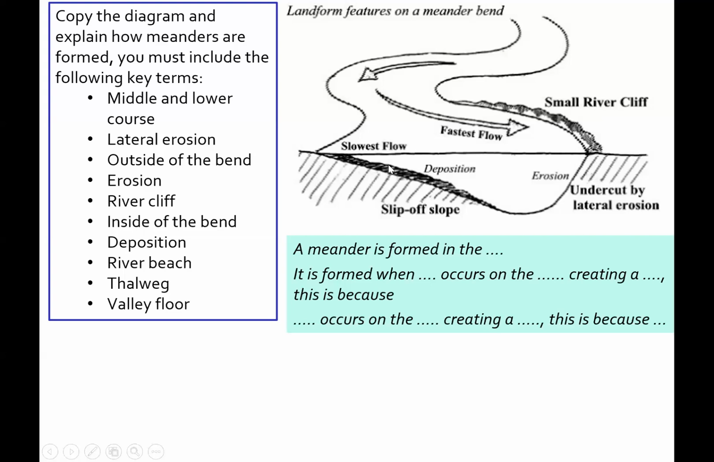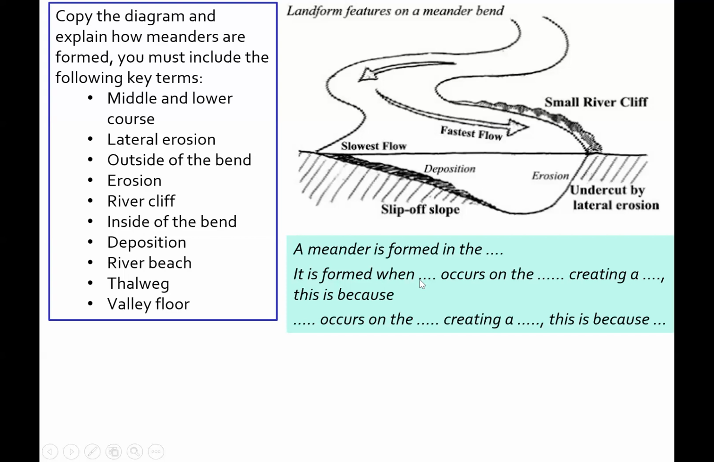And on the inside, where the flow is slow, you get your deposition, and that causes a slip-off slope, sometimes called a river beach, on that inside edge. So you can have a go at drawing this diagram, and then I want you to complete this paragraph. And you're going to complete this paragraph by using these key terms.